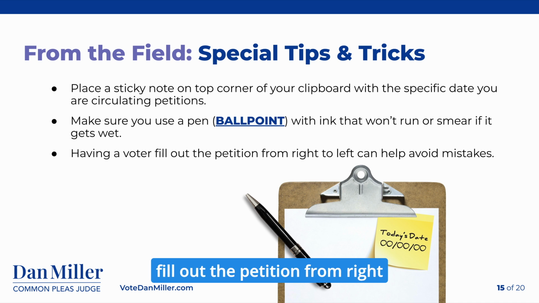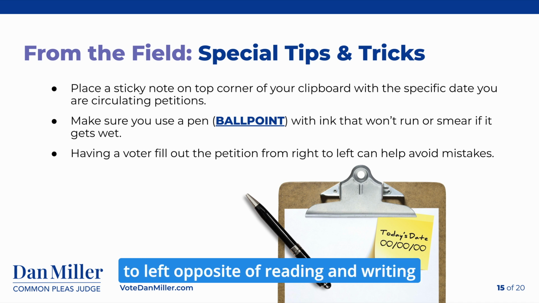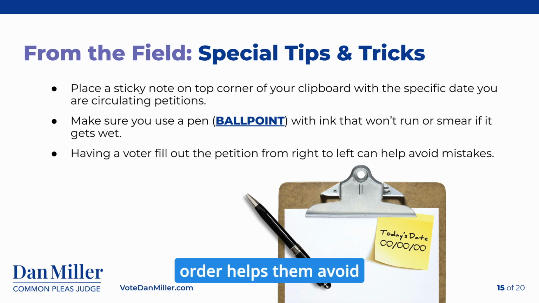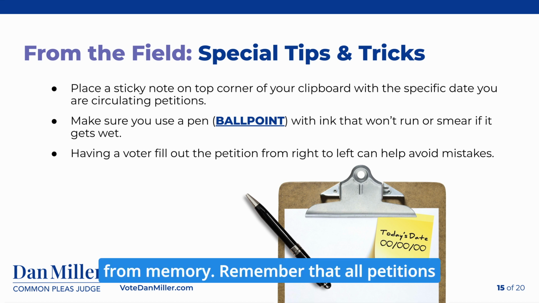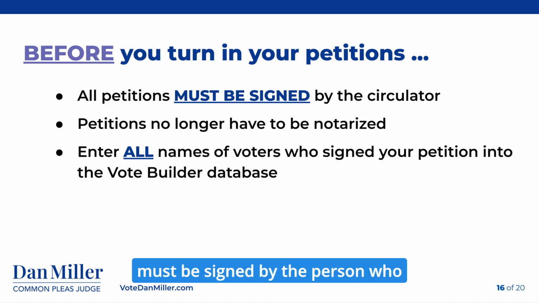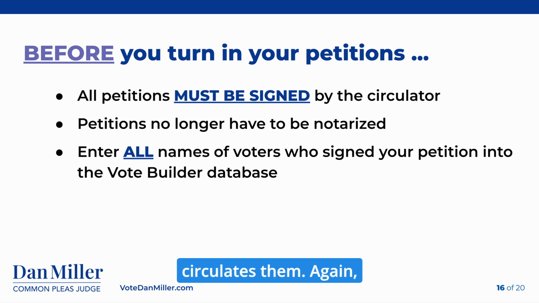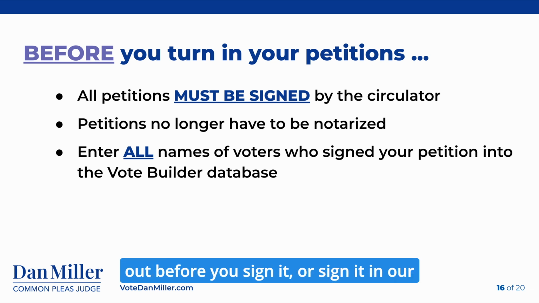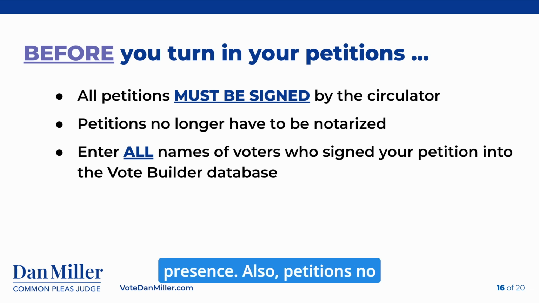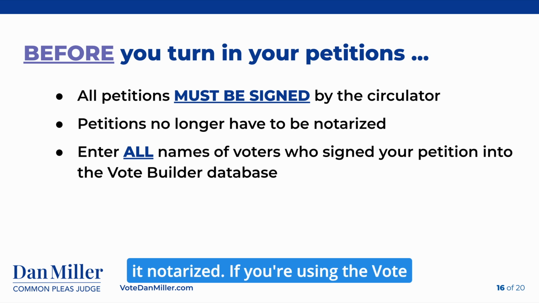Sometimes having the voter fill out the petition from right to left, opposite of reading and writing order, helps them avoid mistakes. This makes them stop and think clearly about what they're writing rather than just writing their entire address from memory. Remember that all petitions must be signed by the person who circulates them. Again, if you're turning them into the campaign team in person, you can wait until we check the petition out before you sign it, or sign it in our presence. Also, petitions no longer have to be notarized, so even though there might be a space for that on your petition, you don't have to bother getting it notarized.